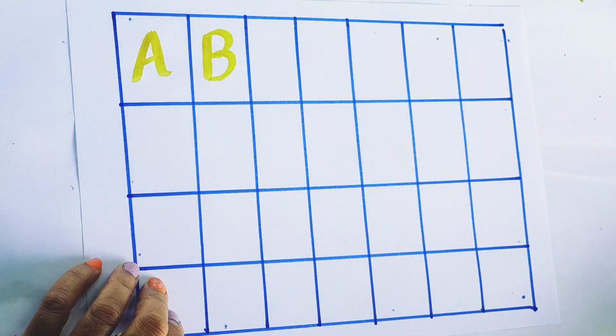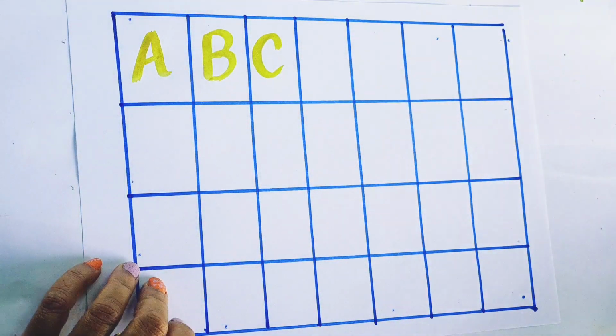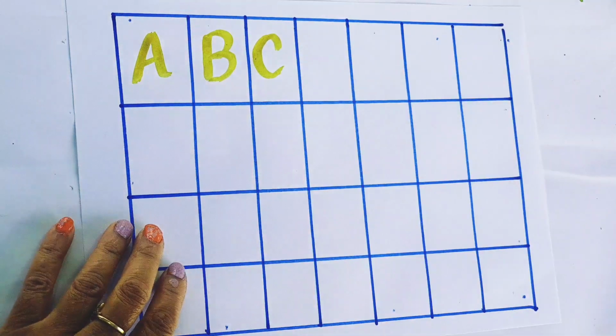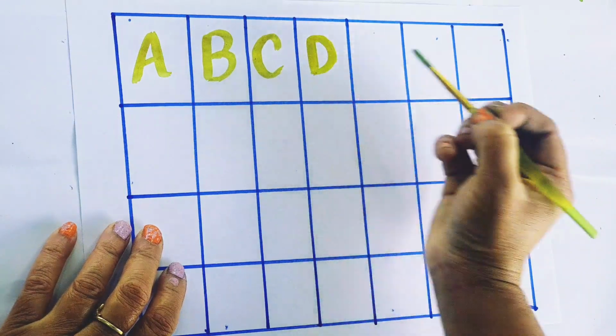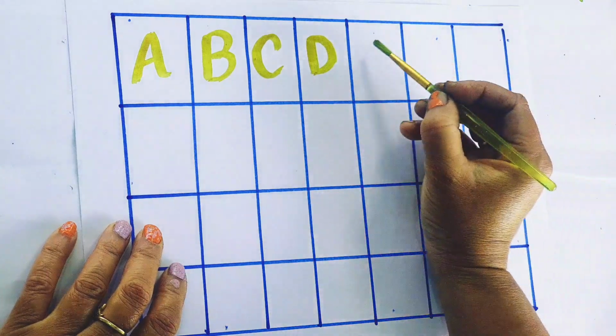B for bat. B for ball. C for cat. C for cap. C for cap. C for cat. D for dog. D for donut.